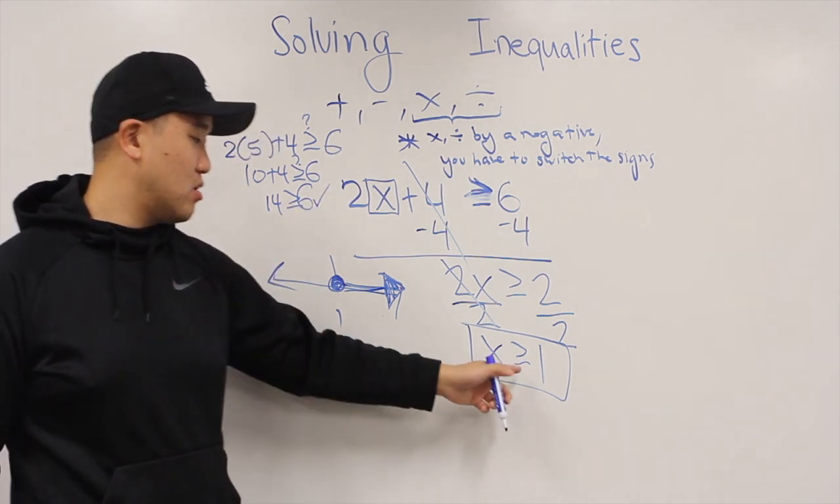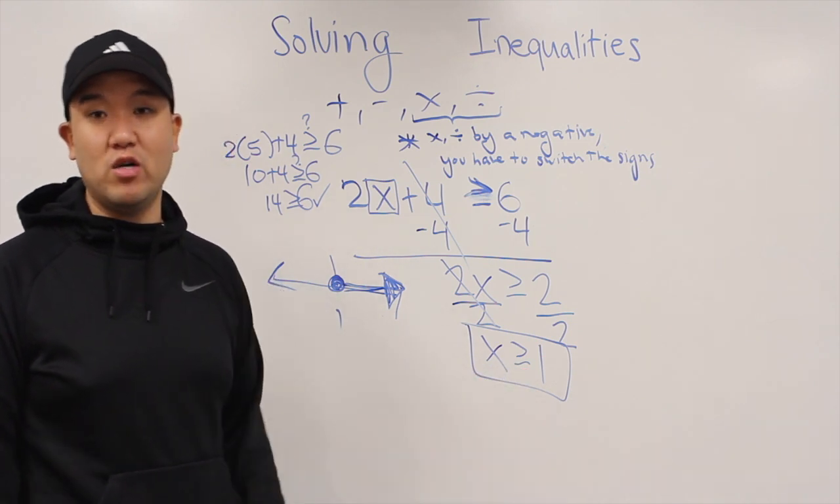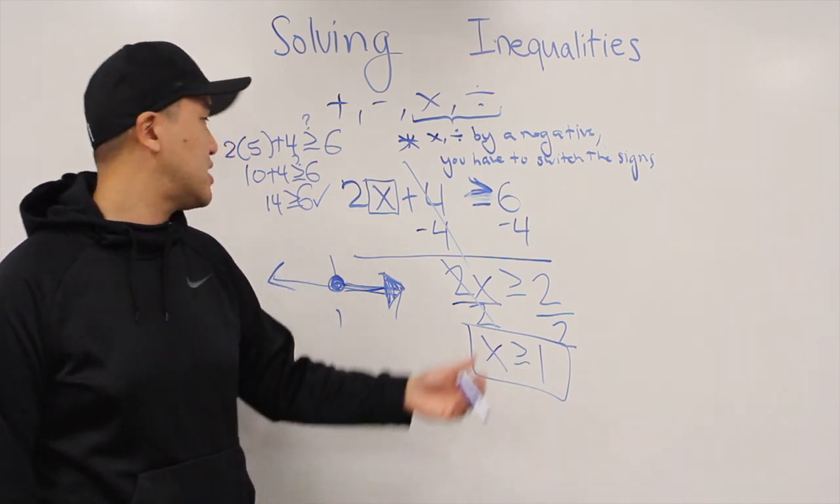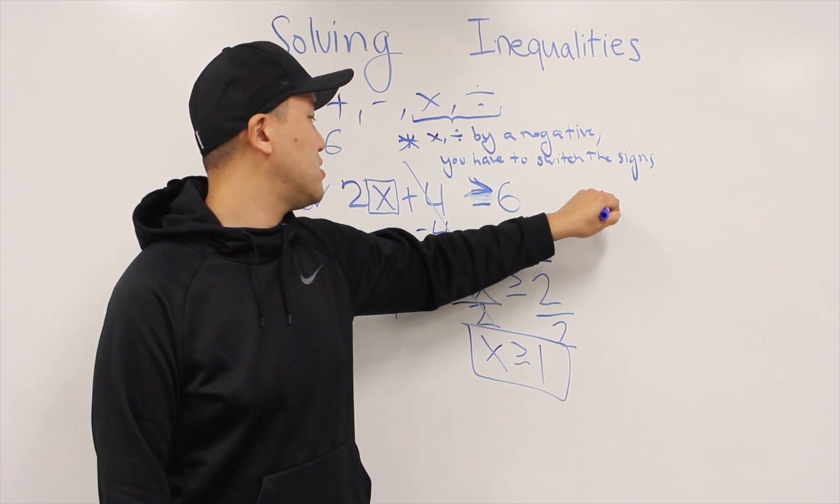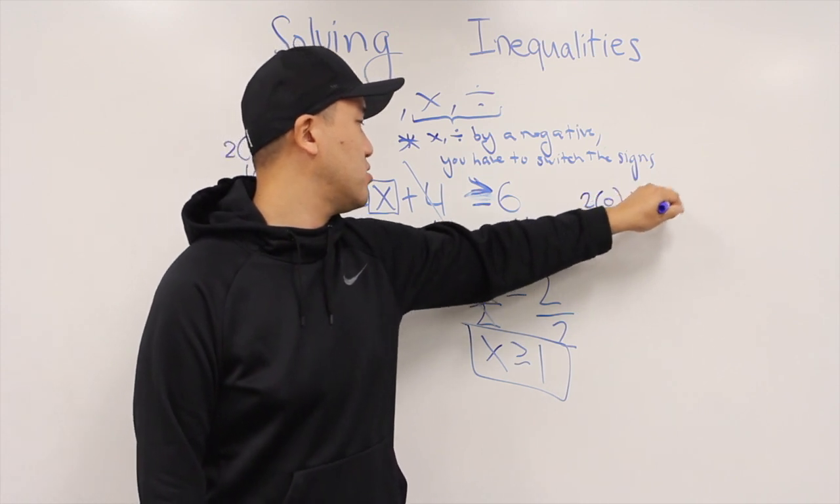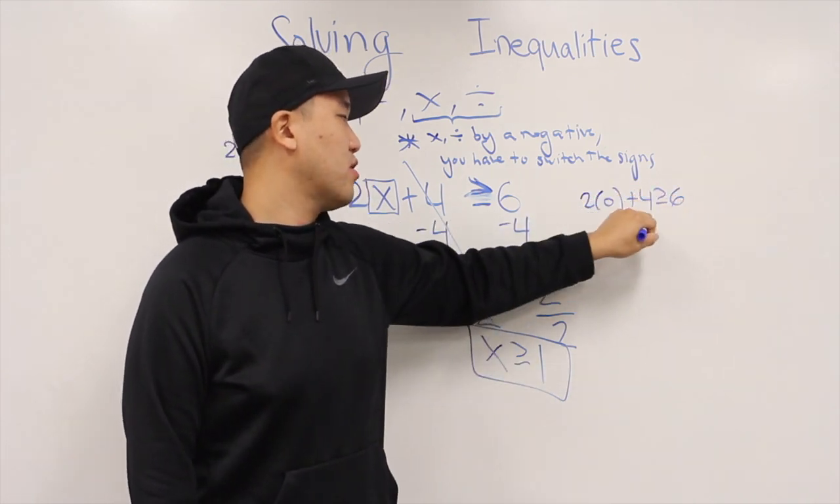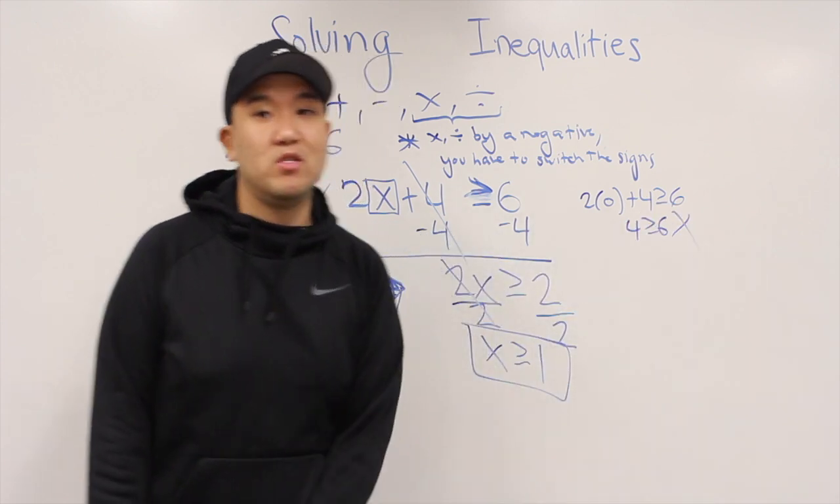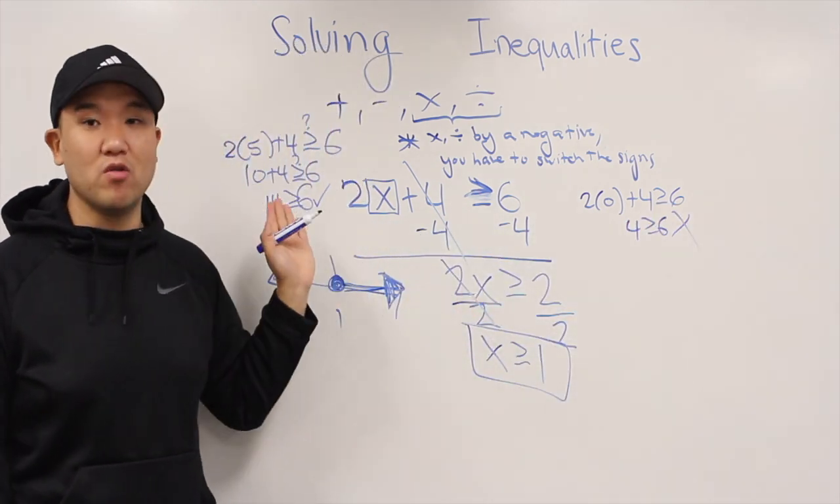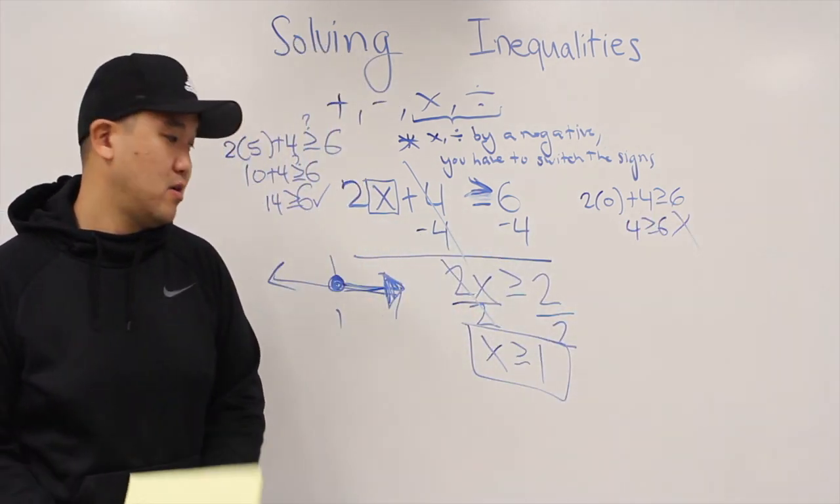If you try a number less than 1, for example 0, let's test 0. Is 2 times 0 plus 4 greater than or equal to 6? Is 4 greater than 6? No. So we know that to the left of this will not work, but to the right it does. Alright?